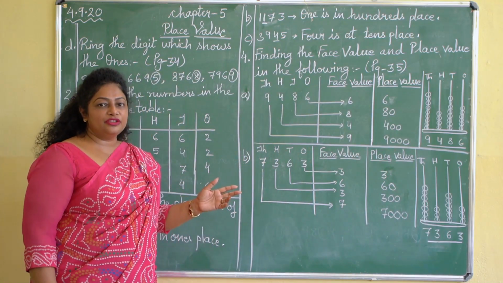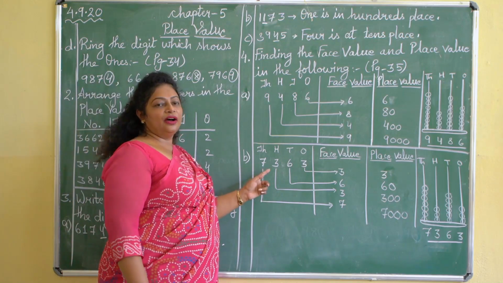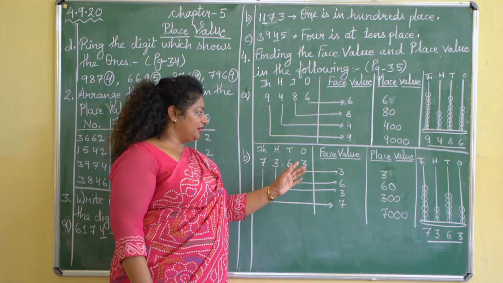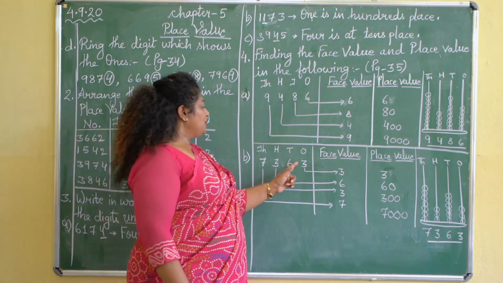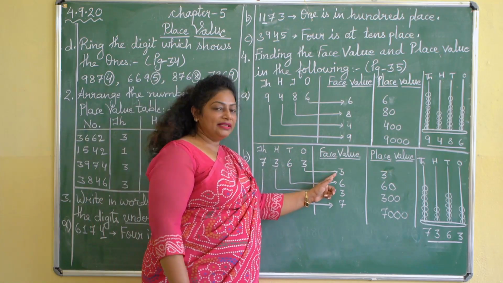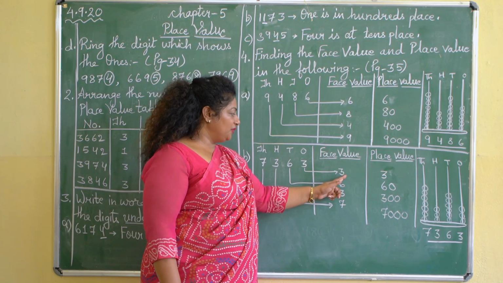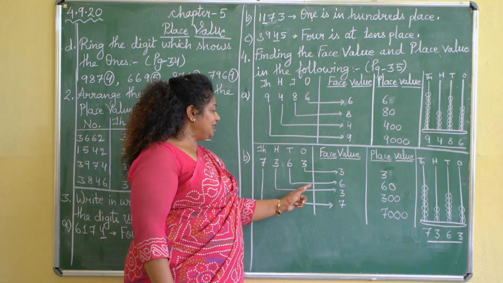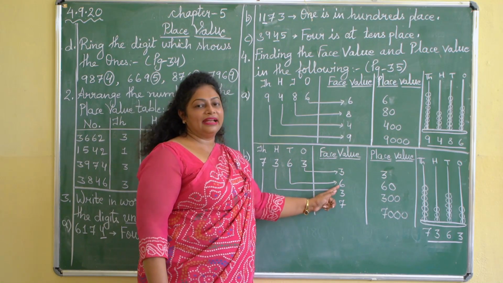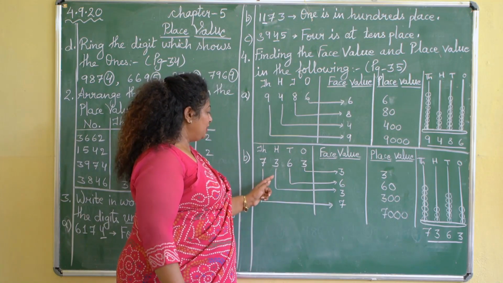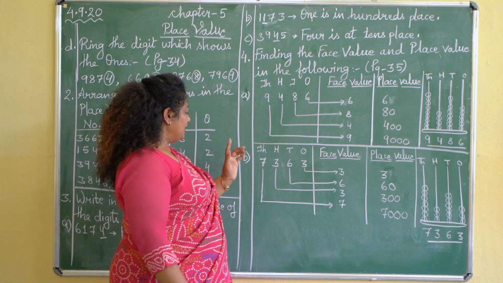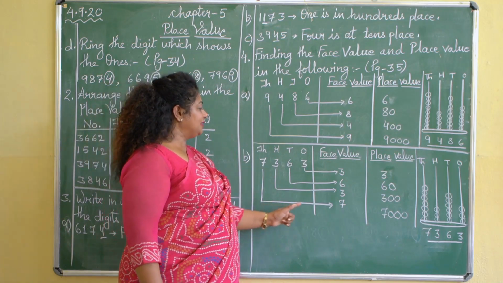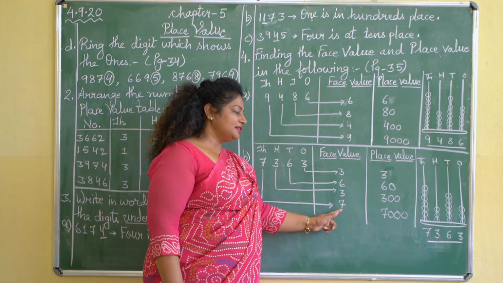The number given to you is 7363. Now we have to find the face value. Okay? Because 3 is at ones place, we will write 3 here. 6 is at tens place, we will write 6 here. 3 is at hundreds place, we will write here 3. And lastly 7 is at thousands place, we will write here 7.